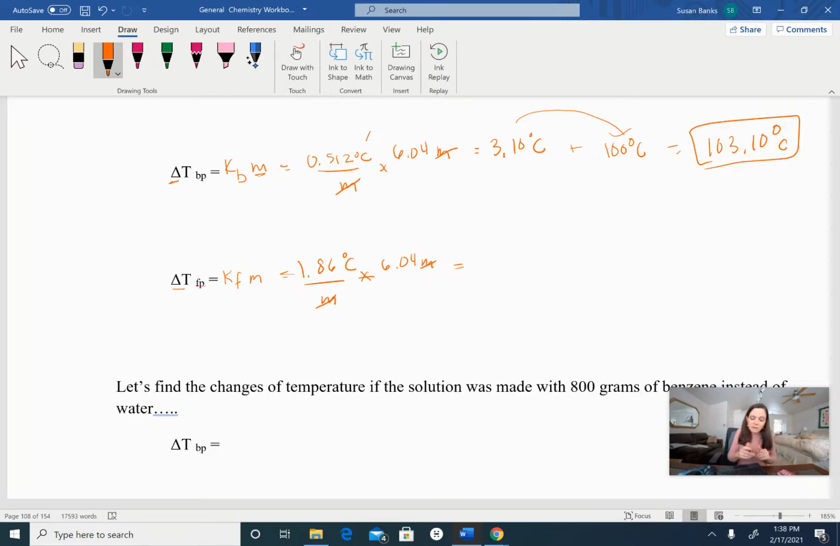And we get 11.25. So with our 3 sig figs, we're going to round that to 11.3 degrees Celsius. Now, the normal freezing point of water, this is just our change. That's just the change. Our normal freezing point of water is 0.